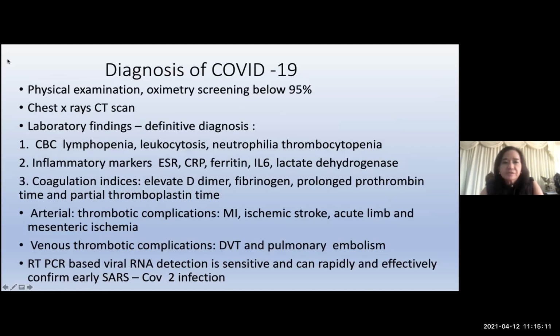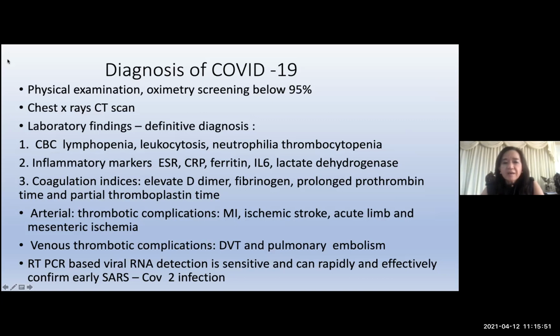So how do you diagnose COVID-19? Again, as a review, when you have a pulse oximeter reading of below 95, you get a chest x-ray and a CT scan, where you see the ground-glass appearance in the lungs. Your laboratory findings would have lymphopenia, leukocytosis, neutrophilia, thrombocytopenia. You have elevated markers of ESR, CRP, ferritin, interleukin-6, and lactate dehydrogenase. You have your coagulation indices: elevated D-dimer, fibrinogen, prolonged prothrombin time, and partial thromboplastin time is also elevated.